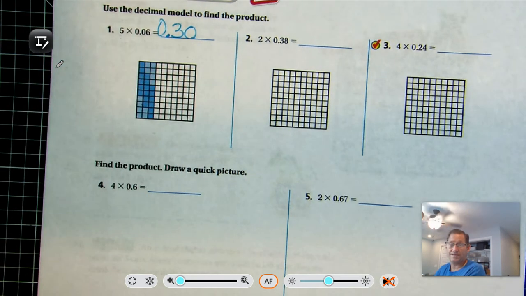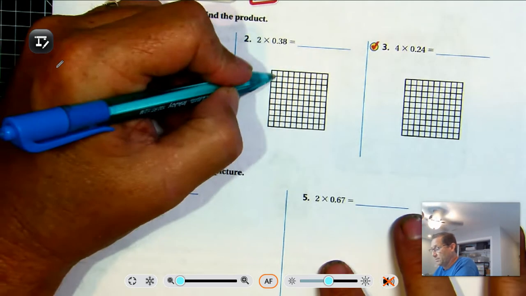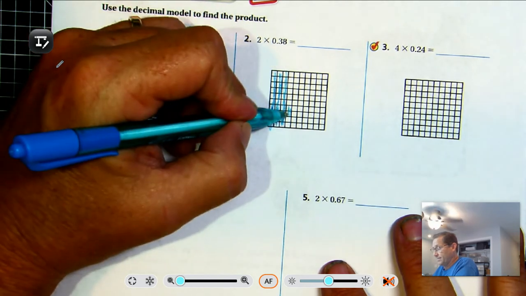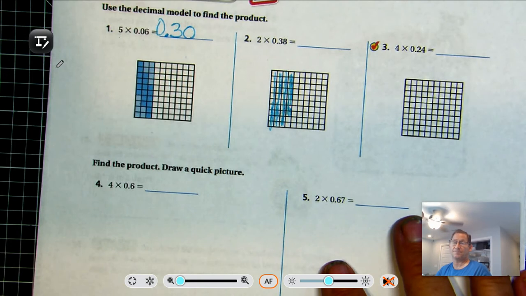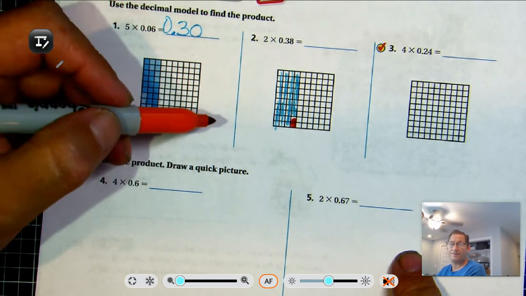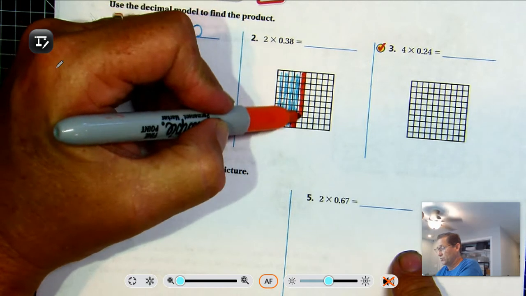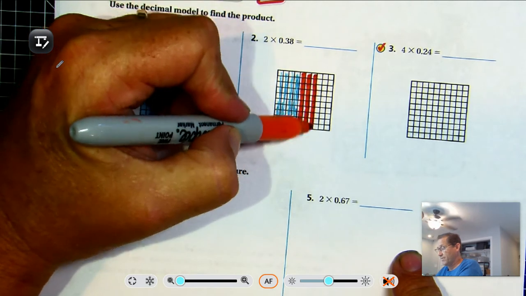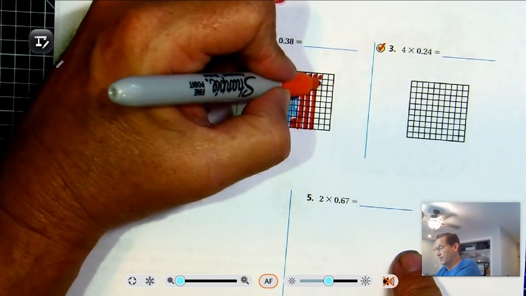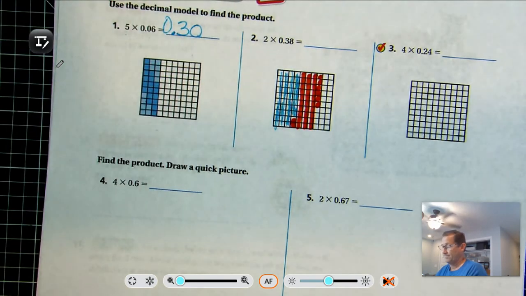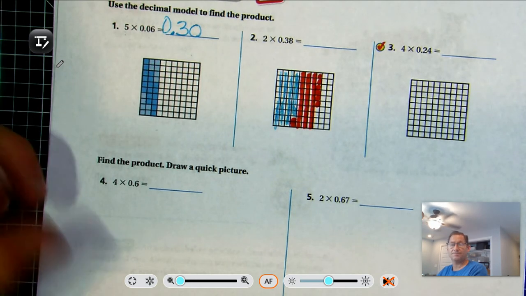In number 2, we need 2 groups of 38. All right, well, 10, 20, 30. That's 38 hundredths. Well, let's also shade another 38 hundredths. There's only 2 left there. So 12, 22, 32, 33, 34, 35, 36, 37, 38. Okay, so two groups of 38 hundredths.